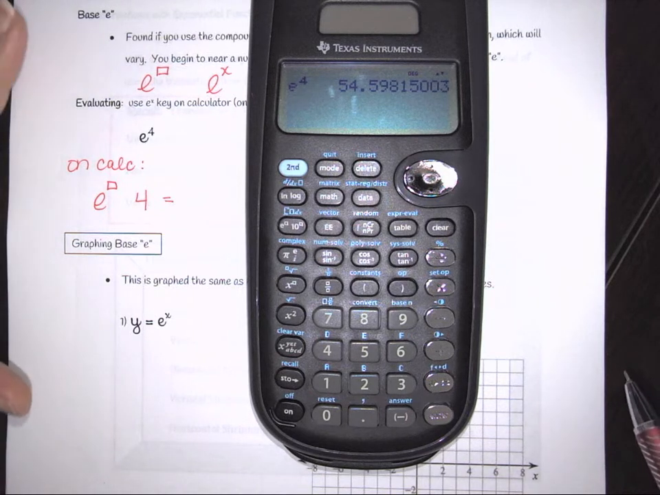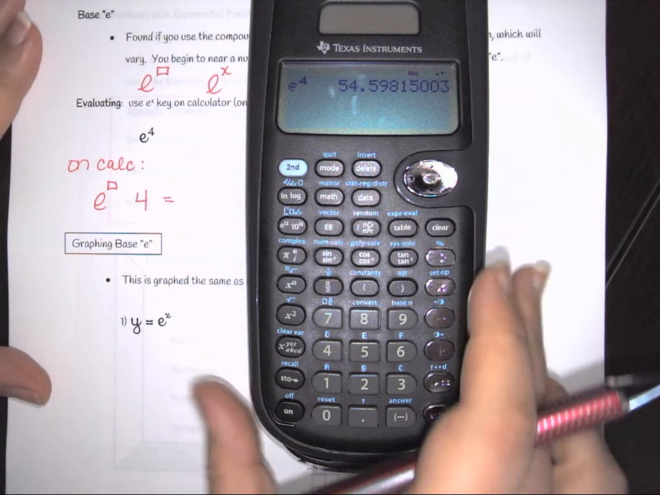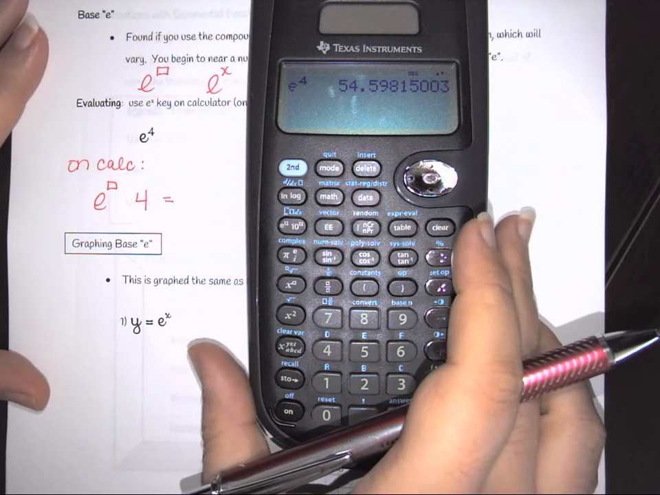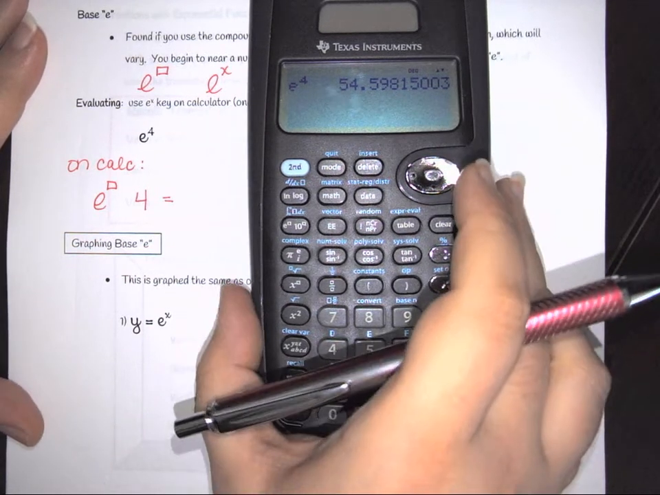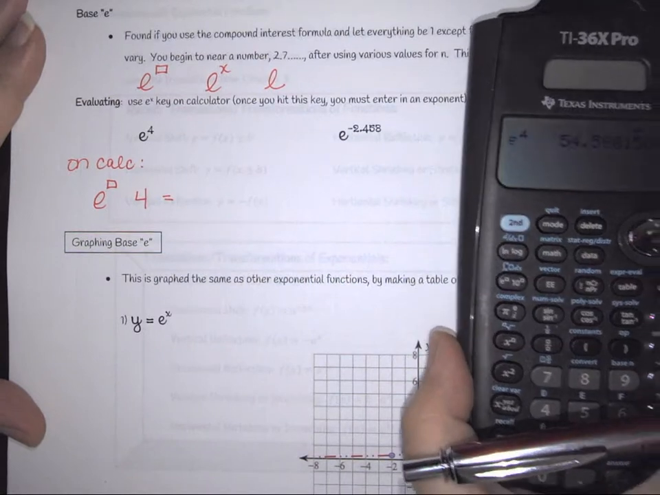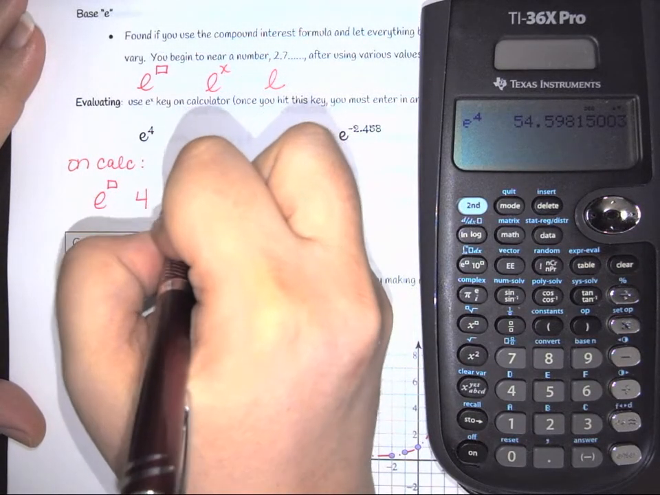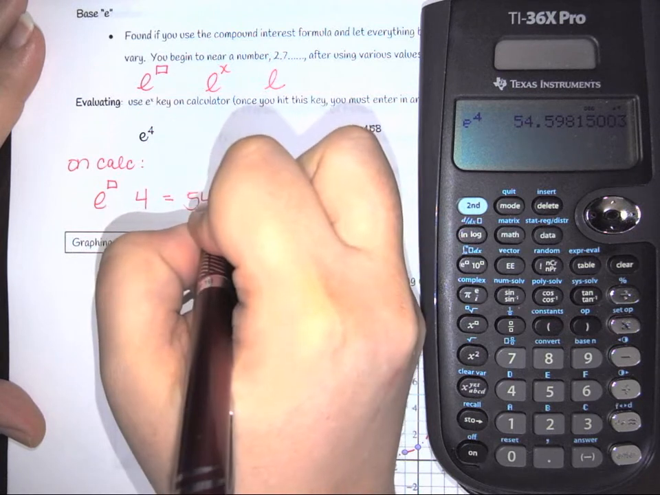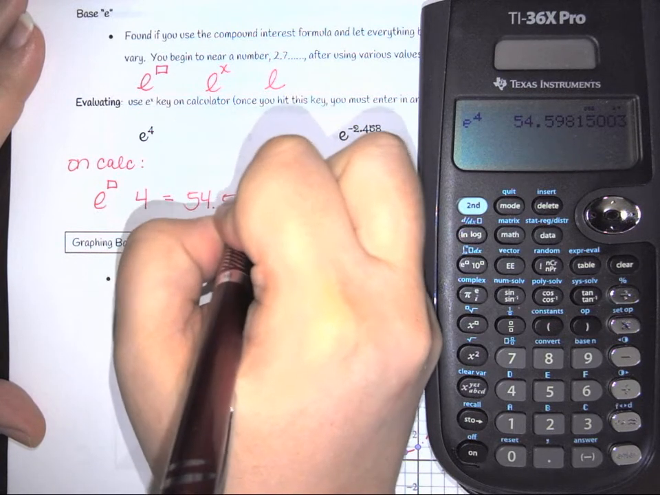I'm going to go ahead and round to 3 places just to be in the habit of doing so. Remember, you need to round however you are asked in your specific problem. But here we end up getting an answer of 54.598.